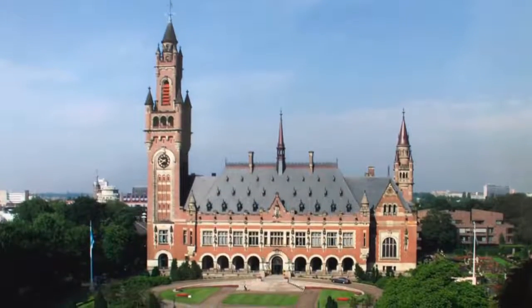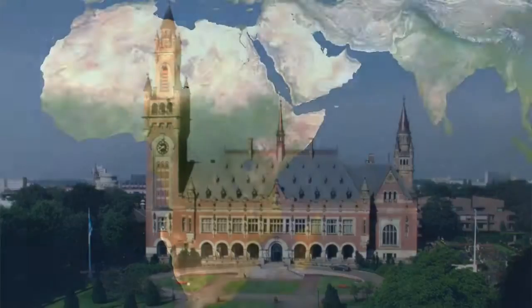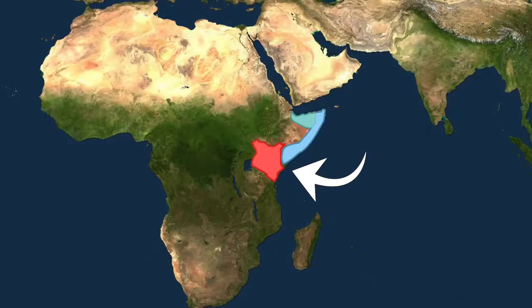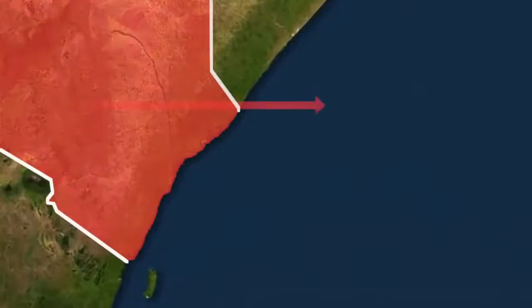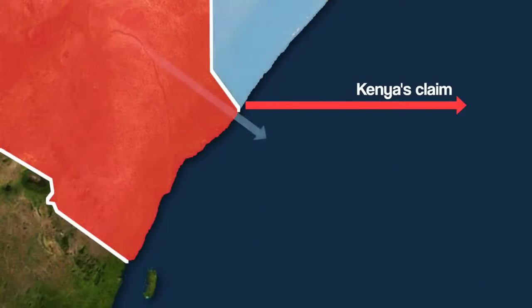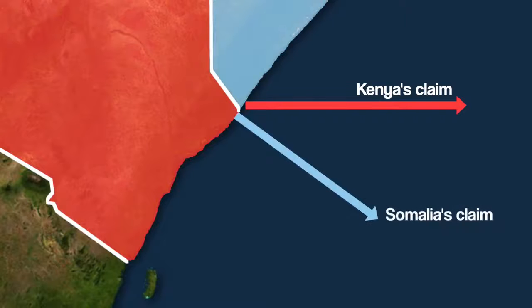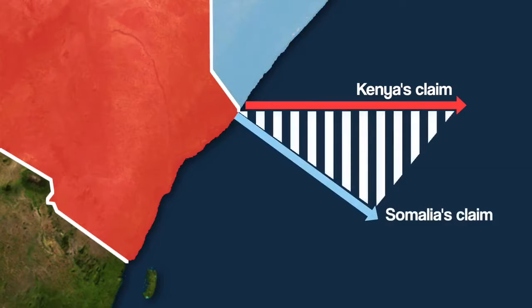In 2020, the International Court of Justice is set to hear a case brought by Somalia, which relates to this dispute on the east coast of Africa. Kenya claims the maritime boundary between the two countries should be in this direction, and Somalia thinks this direction would be better. To start with, let's find out what's at stake.